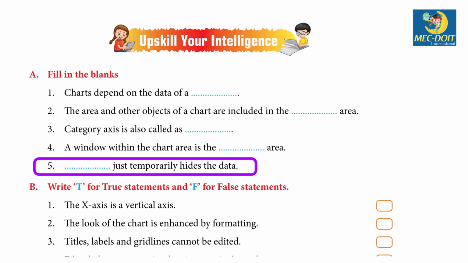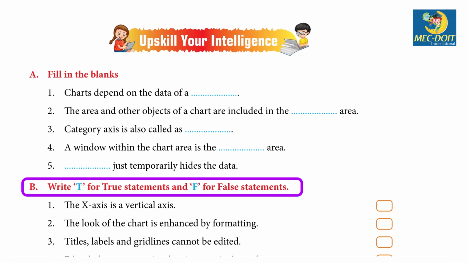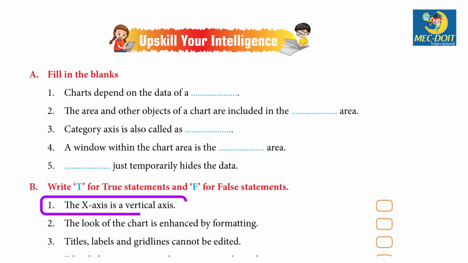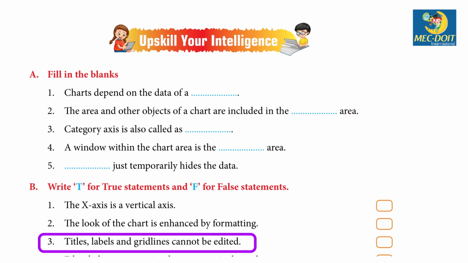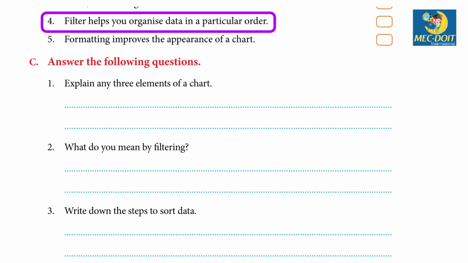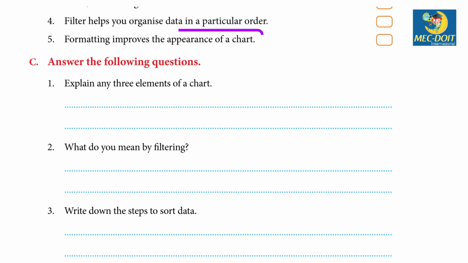5. Dash just temporarily hides the data. Answer: filter. B. Write T for true statements and F for false statements. 1. The axis is a vertical axis. Answer: false. 2. The look of the chart is enhanced by formatting. Answer: true. 3. Titles, labels and grid lines cannot be edited. Answer: false. 4. Filter helps you organize data in a particular order. Answer: false. 5. Formatting improves the appearance of a chart.